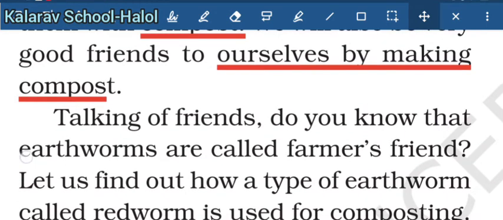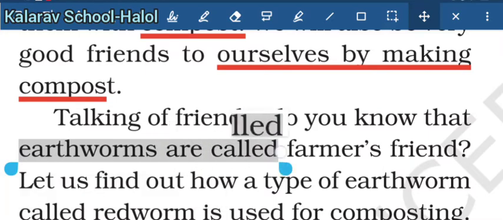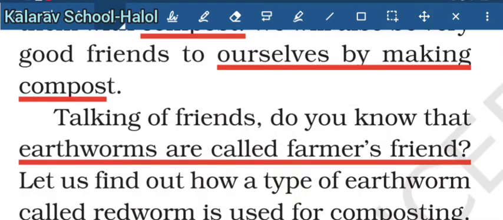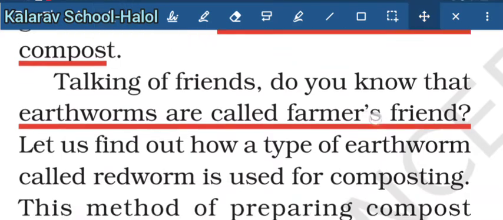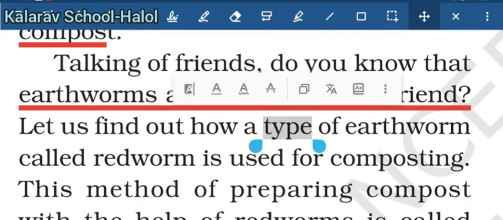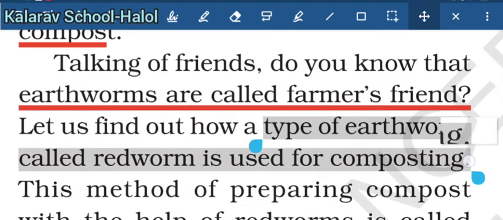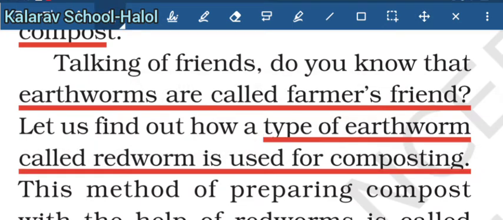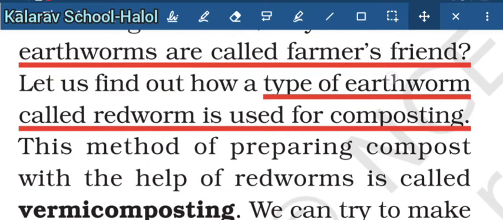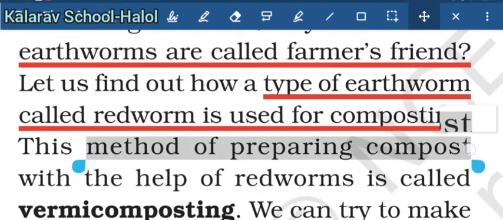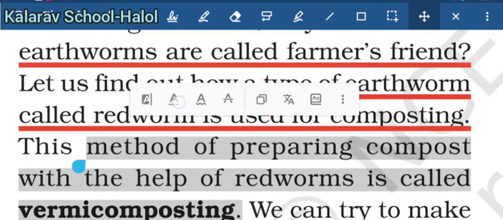In previous classes, we learned that earthworms are called the farmer's friend. What type of earthworm is called the farmer's friend? A type of earthworm called the red worm is used for composting. What is this composting? That is vermicomposting. Which earthworms are used in vermicomposting? The red worm. The method of preparing compost with the help of red earthworms is called vermicomposting.